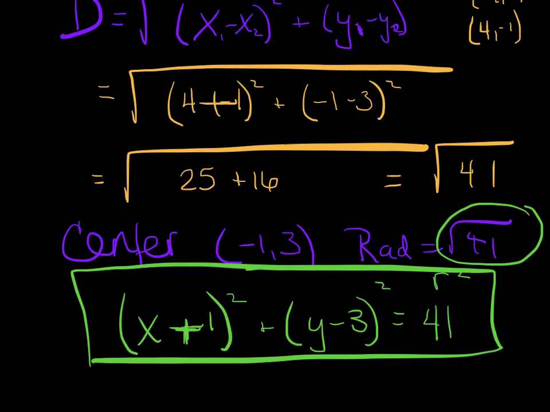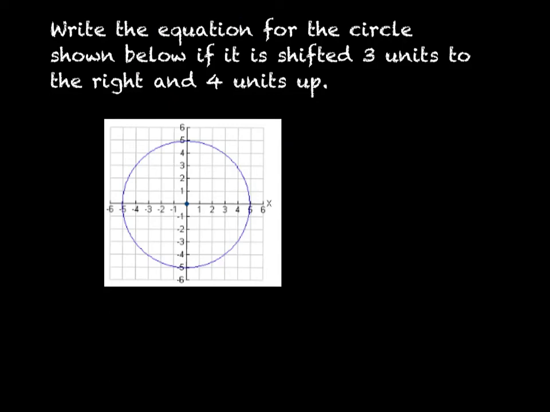And the equation, I guess I should say. We have the equation of that circle. All right, write the equation for the circle shown below if it is shifted 3 units to the right and 4 units up. Well, the first thing I would do is just identify what is the equation of this circle.